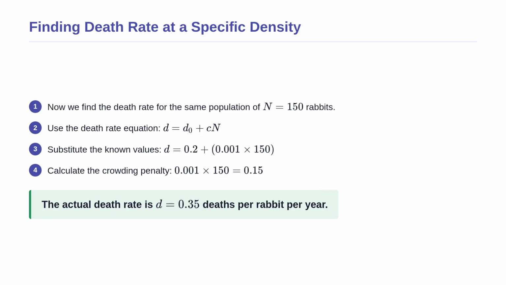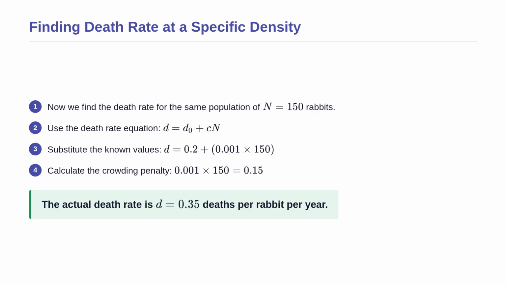Following our birth rate calculation, we must now calculate the actual death rate for those same 150 rabbits. We use our death rate equation and plug in the minimum death rate of 0.2 along with our death penalty constant. Multiplying the penalty by 150 gives an increase of 0.15. Adding this to the ideal death rate gives us a total actual death rate of 0.35.